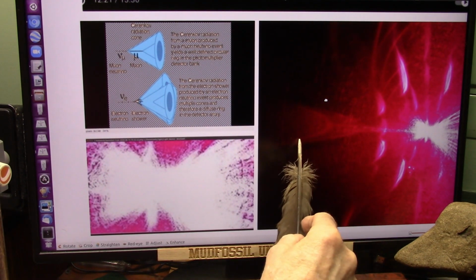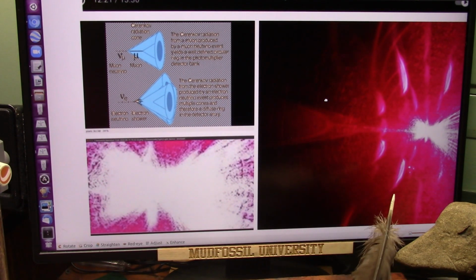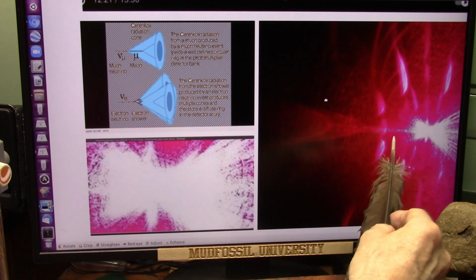Well, it's actually not too hard to create muons. What you have to do is accelerate light, which they say is impossible. Well, it's done fairly easily.